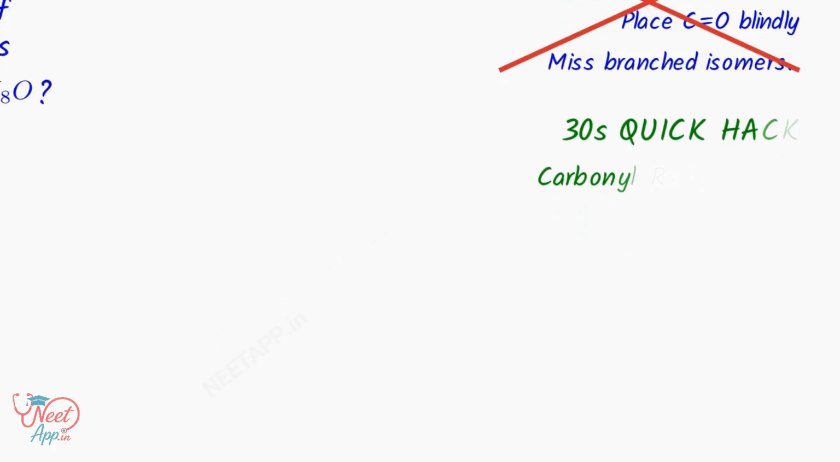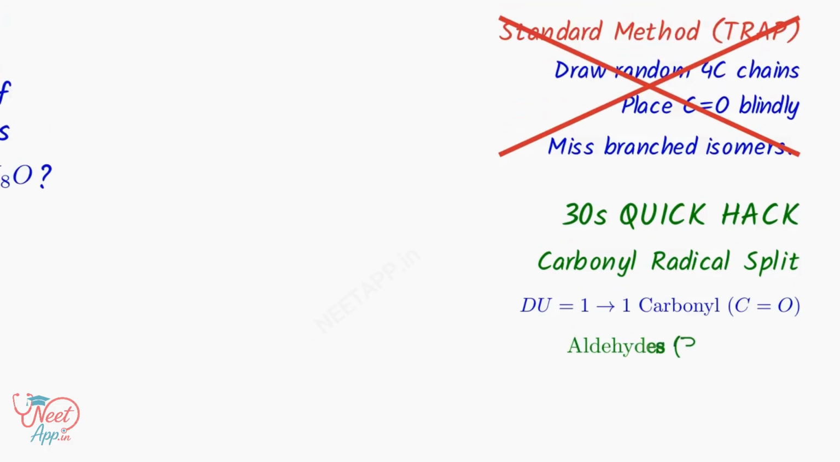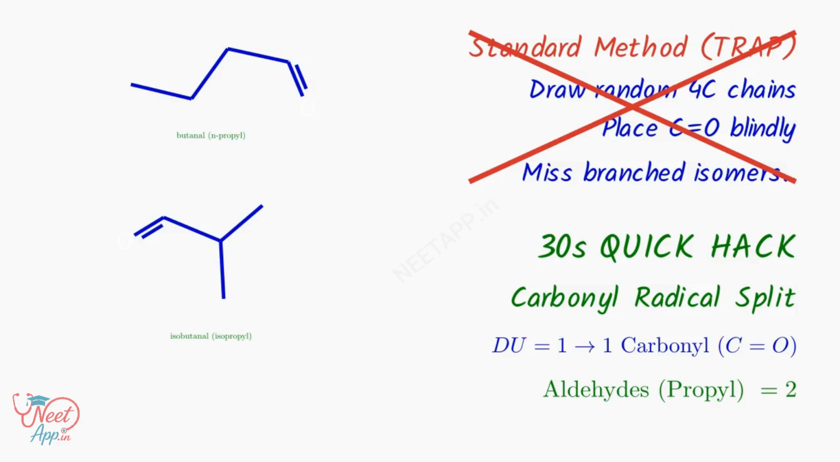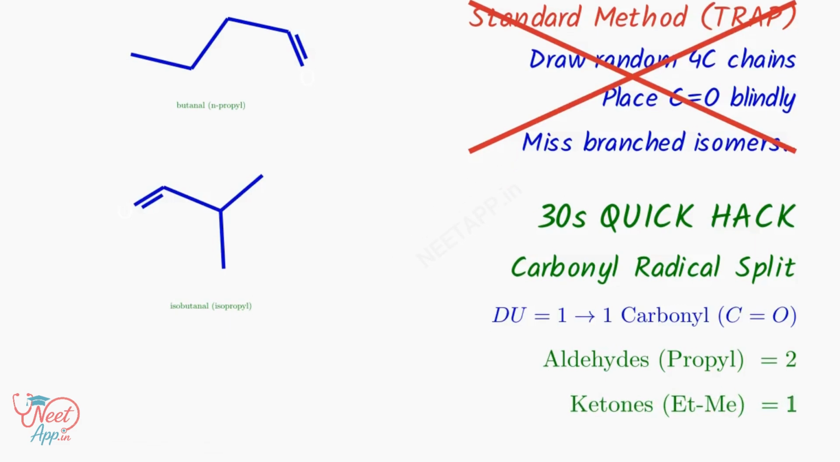Here is the 30-second shortcut, the carbonyl radical split. The degree of unsaturation is 1, which perfectly represents the carbonyl group. First, for aldehydes, attach a formyl group to a propyl radical. Memorize this, a propyl radical always has exactly 2 isomers. Watch the center screen. The propyl group gives us 2 aldehydes, butanal and isobutanal.